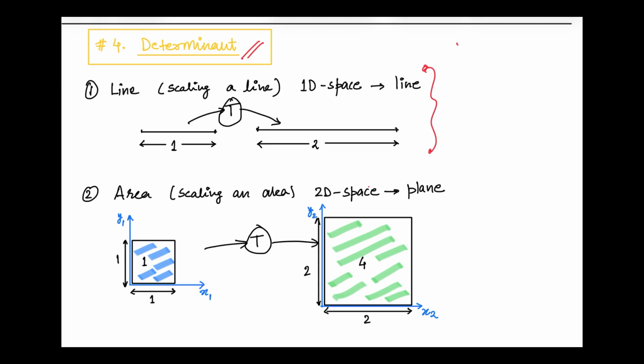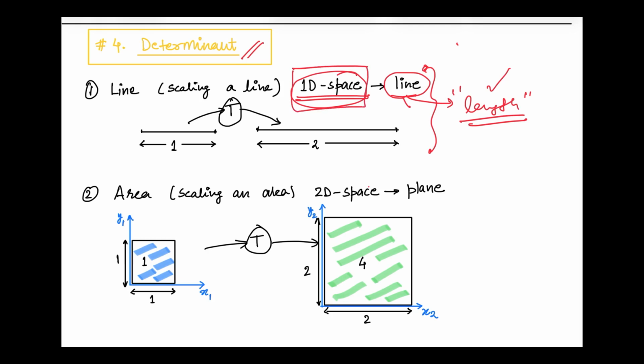So in case of 1D space, the geometric object is line. So line is always measured in terms of its length. So length is the property which represents a one-dimensional space. Okay. So any change in the one-dimensional space is going to affect the length of the line. Ultimately, the length of the line will be affected because it is the property which represents the one-dimensional space.